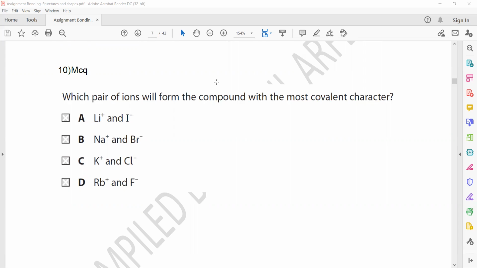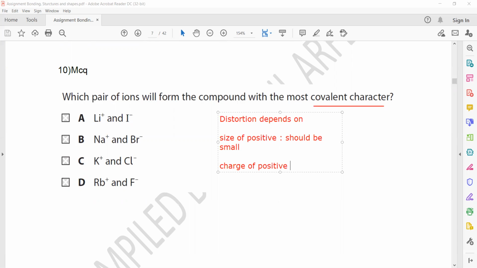Which pair of ions will form the compound with the most covalent character? Most covalent character means which will cause a greater distortion to the negative ion. As we know, the distortion or polarization depends on 3 factors. Number 1, size of the positive ion: for a greater distortion it should be small. Number 2, charge of the positive ion: for a greater distortion it should be large or greater. And the size of the negative ion should be larger.